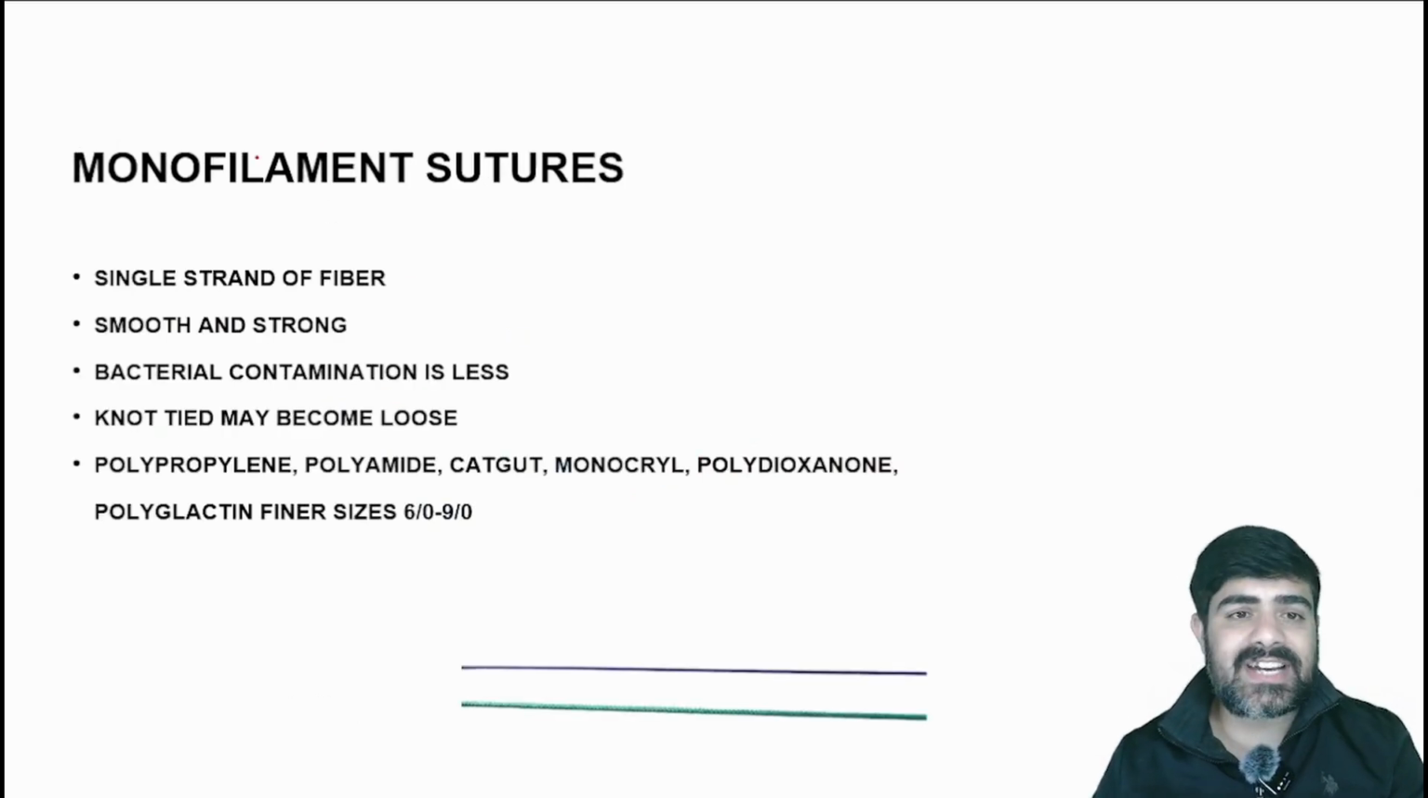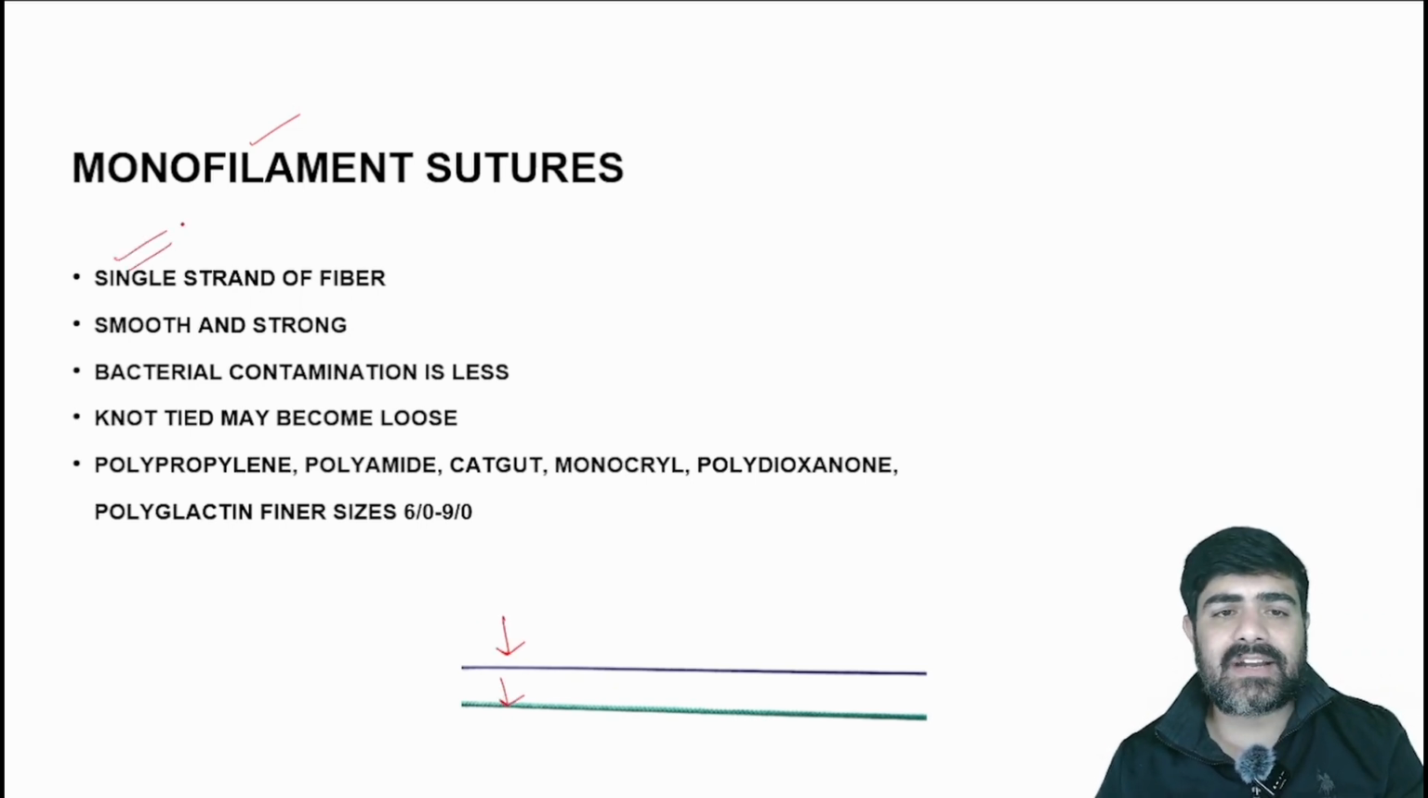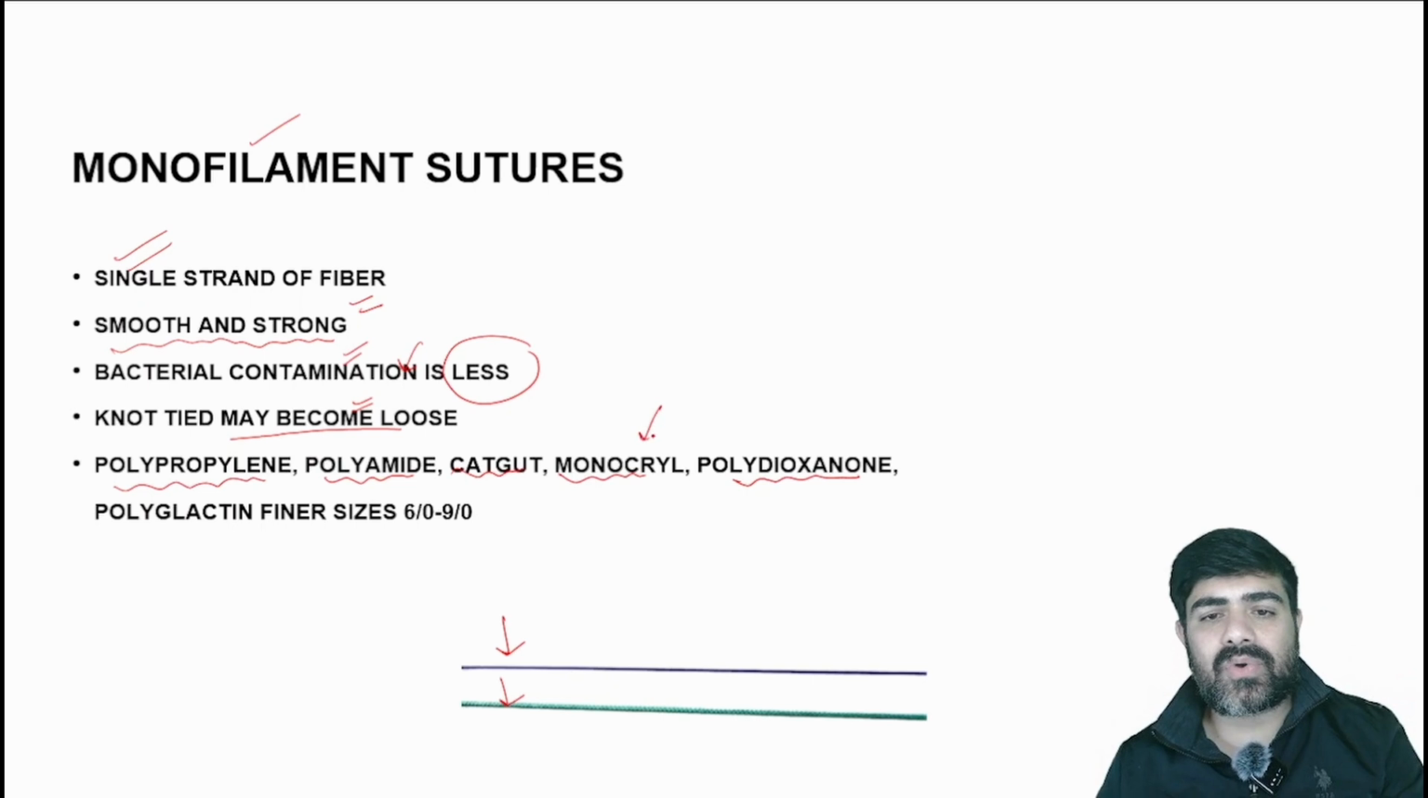Okay, another classification, that is monofilament and polyfilament suture. How do we differentiate? Here we can see this is a monofilament suture, this is a polyfilament suture. In monofilament we have a single strand of fiber. It is smooth and strong, and important to note, there is less bacterial contamination because it is monofilament. A knot tied may become loose, fine. Then we have polypropylene, polyamide, catgut, Monocryl, polydioxanone. This Monocryl is polyglecaprone.